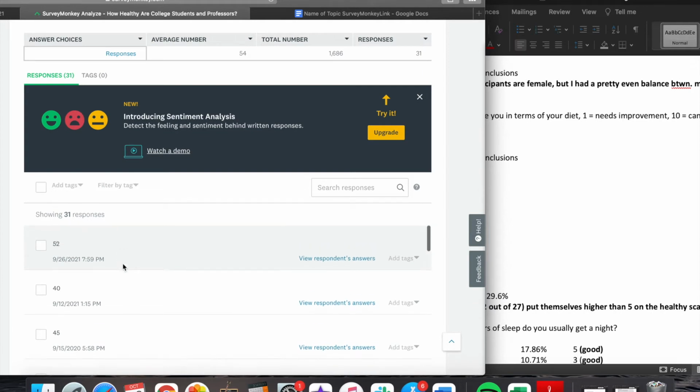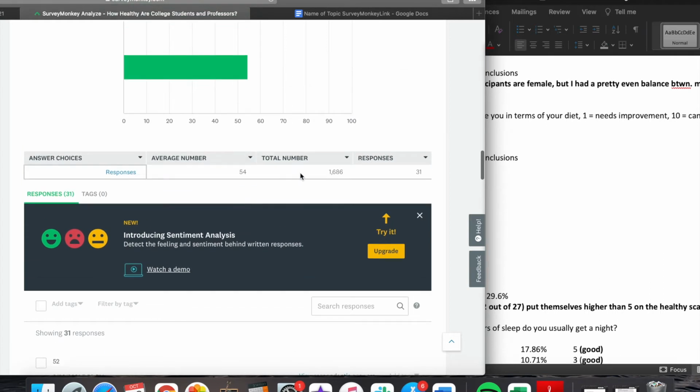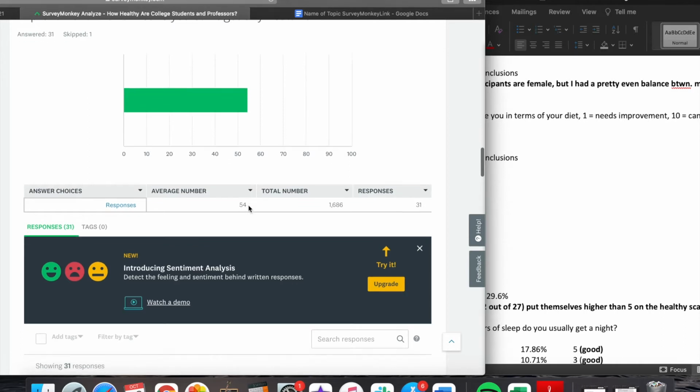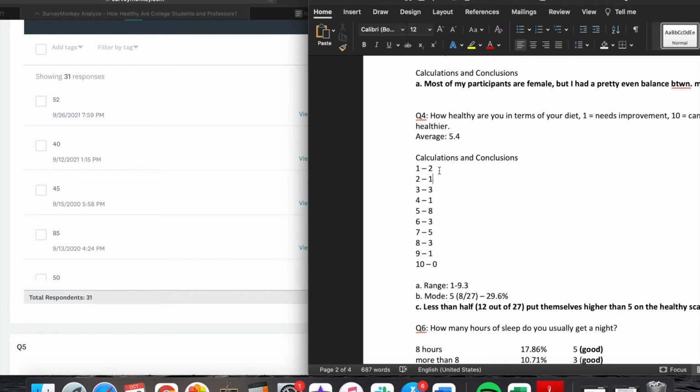So I'm going to click on responses right here because I want to see. It doesn't tell me what percentage chose 5, what percentage chose 7. It just gives me the average number, right? So I am going to actually go down and write. So it says 52, but it's really 5.2. So I just looked at 1, 2, 3, 4, 5, 6, 7, 8, 9, 10. I wrote that on my document and I counted.